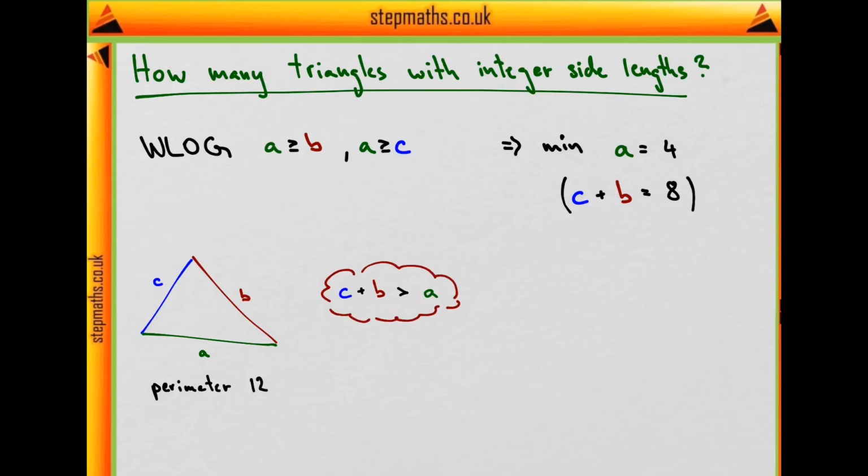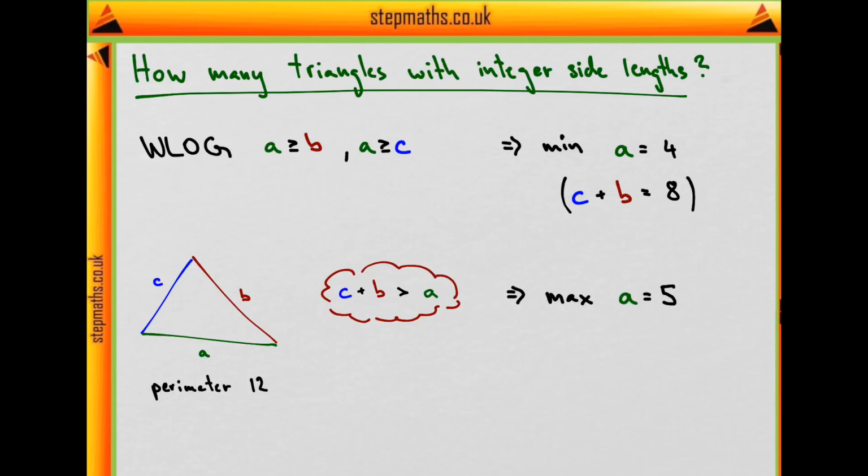And another useful fact which we can utilize is that for the triangle to exist, the sum of the lengths of the shorter two sides has to be bigger than the length of the longest of them. That's what's called the triangle inequality. And it's very easy to imagine that if C and B weren't together longer than A, then they wouldn't even reach to meet at a point. So without this condition, the triangle wouldn't even exist.